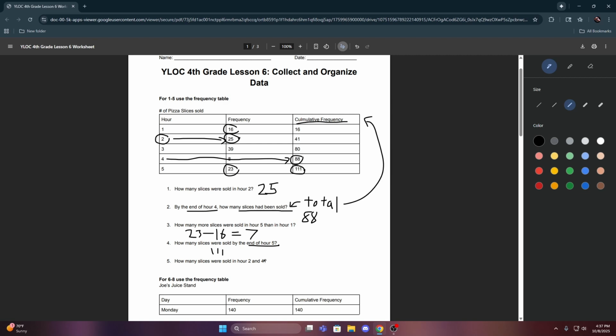And how many slices were sold in hour 2 and 4 combined? So that is 25 combined with 8, which is 33.